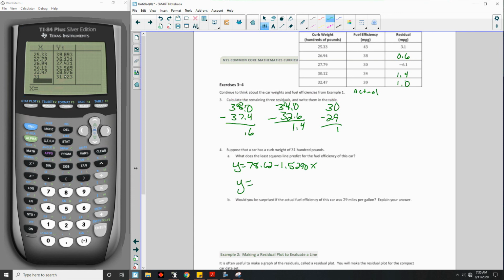So this is 31.223, but if we're going to round now, it's going to be 31, and that should not be an equal sign because I am rounding. It should be an approximation. So this is our approximation symbol, 31.2 mpg.